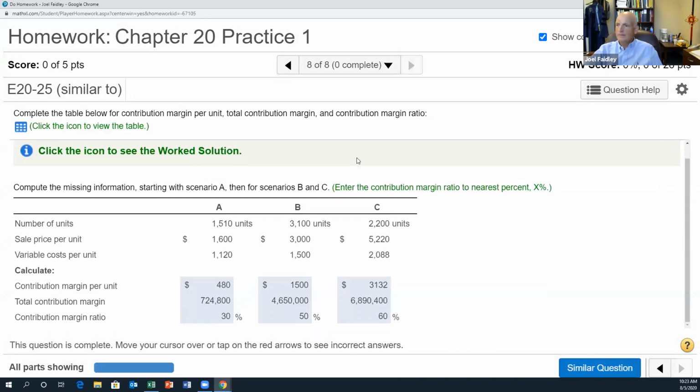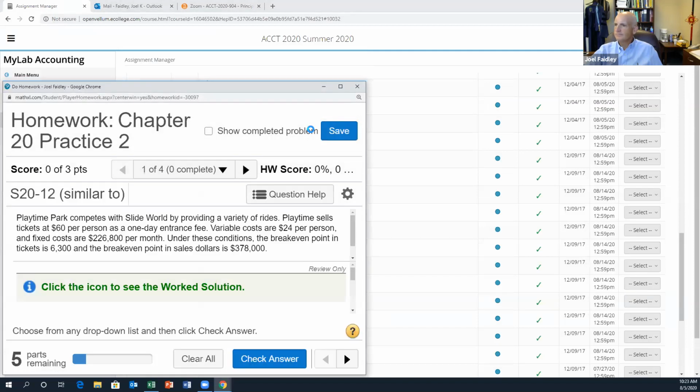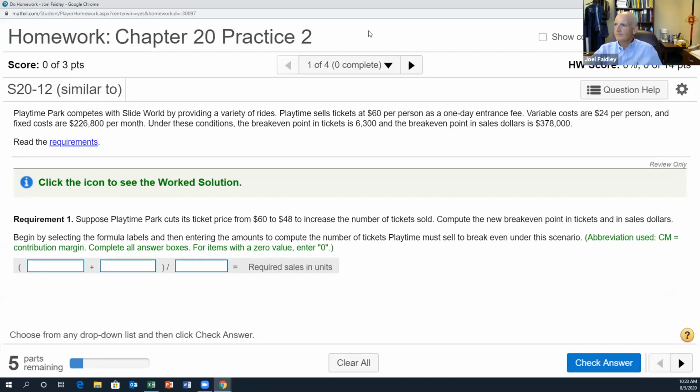And finally, number 8, get another break-even analysis: number of units, sales price, variable costs. I think you know by now how to calculate that with those instructions that I've given you. All right, so that's practice set 1. Look at practice set 2. Let me make sure I'm sharing this.